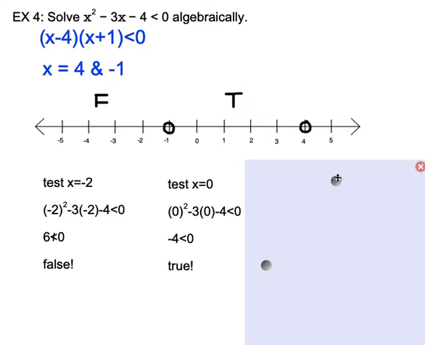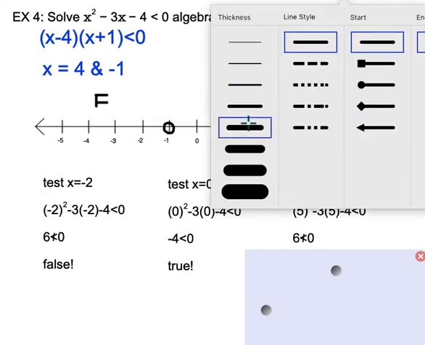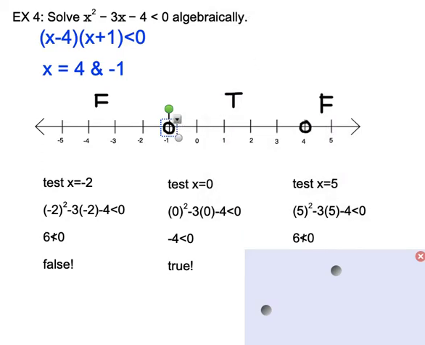Okay, so now I do another value. Maybe I'll pick 5. Okay, 5 squared minus 3 times 5 minus 4. I get 6. 6 is not less than 0, so this is false. So then we shade where it is true. In this case, it is true, I'm going to grab a line here, between -1 and +4. That's the only place it's true.